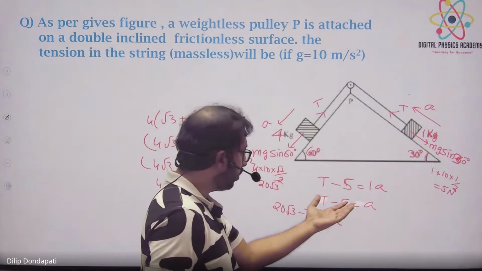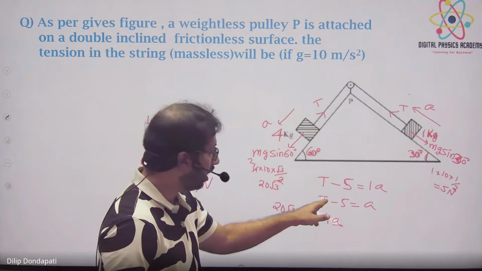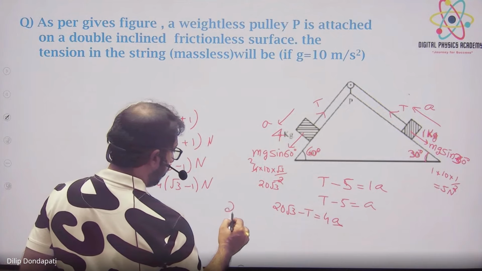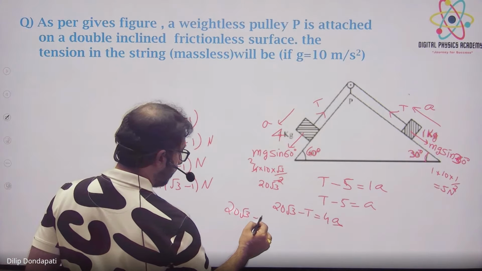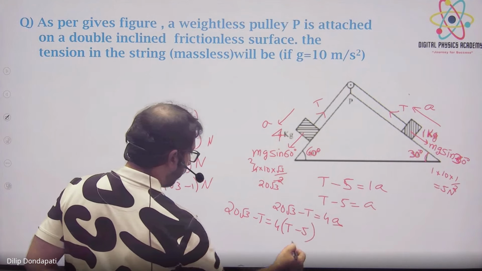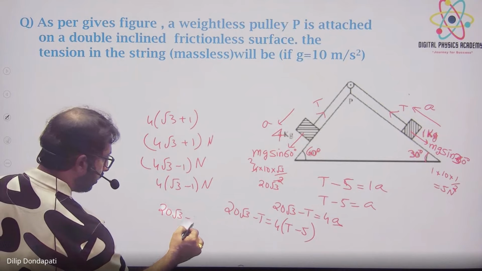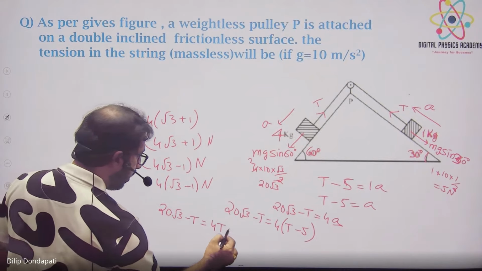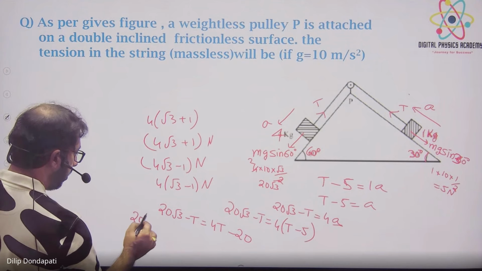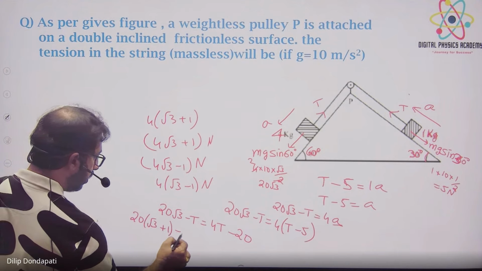a के जगह में सब्स्टिट्यूट करो. We are trying to find tension, right? a के जगह में सब्स्टिट्यूट T minus 5. So 20 root 3 minus T is equal to 4 times of T minus 5. So कितना होगा? 20 root 3 minus T is equal to 4T minus 20. So कितना? 20 कॉमन लिया तो root 3 plus 1 is equal to 5T.